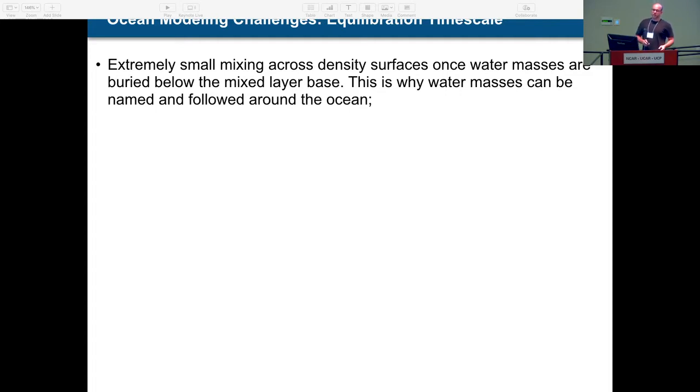Another challenge in ocean modeling is that once the water masses are formed and they sink below the surface, there's very little mixing that happens between them. And that's why we can name the water masses. You've probably heard of Antarctic Bottom Water, North Atlantic Deep Water. And this is actually a challenge in terms of representing the ocean with computers, because any numerical spurious mixing will affect your solution a lot. Once the water masses are formed and they sink, there's again very little mixing that happens, and any spurious mixing because of your numerics will affect your solution, especially in climate simulations.